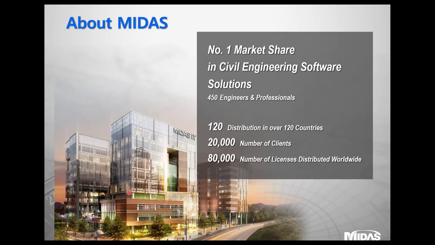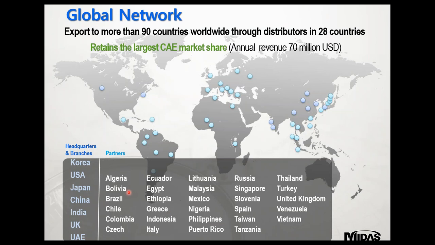So this is MIDAS basically. MIDAS is a South Korean company. We have the number one market share in the entire civil engineering software solutions in the world. We are across 120 countries, and there are more than 20,000 clients. 80,000 licenses have been sold till now. We hail from South Korea, and we have branch offices in India, Russia, China, Japan, UK, UAE, etc. And we have partners all over the world. So this is our global network.